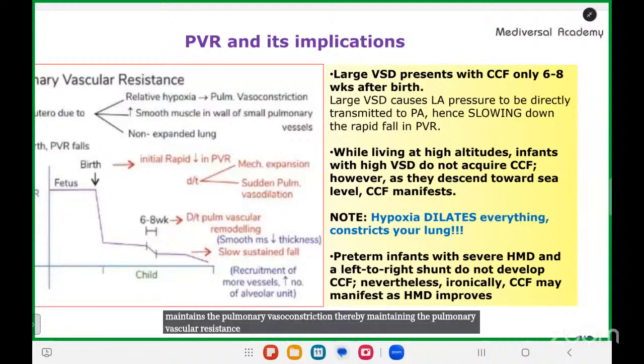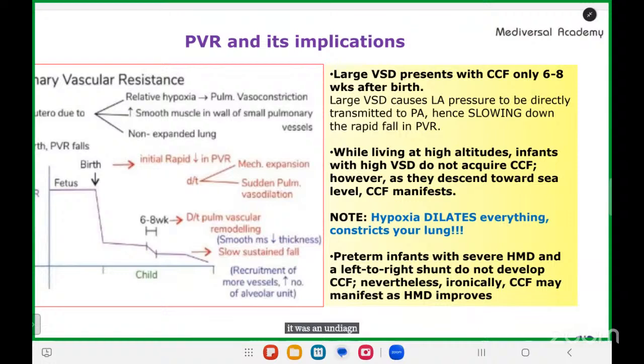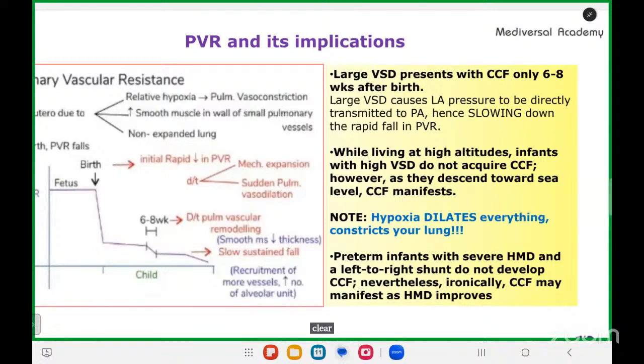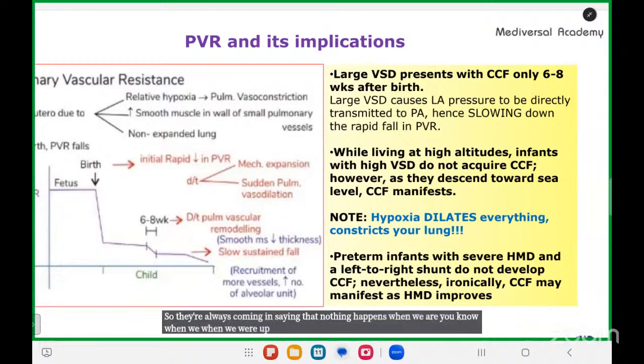The moment they descend to sea level, I've had cases where a kid from Kashmir has descended into a place like Goa, and suddenly it was an undiagnosed case of a VSD, and now the parents are anxious because the child is showing clear, frank features of congestive cardiac failure. They always come in saying that nothing happened when we were up in the mountains. It's because what saved the child back in the mountains is the relative hypoxia that developed and maintained the high pulmonary vascular resistance.